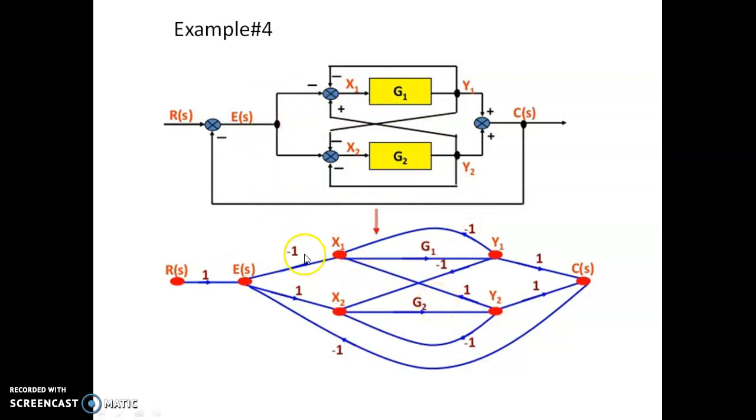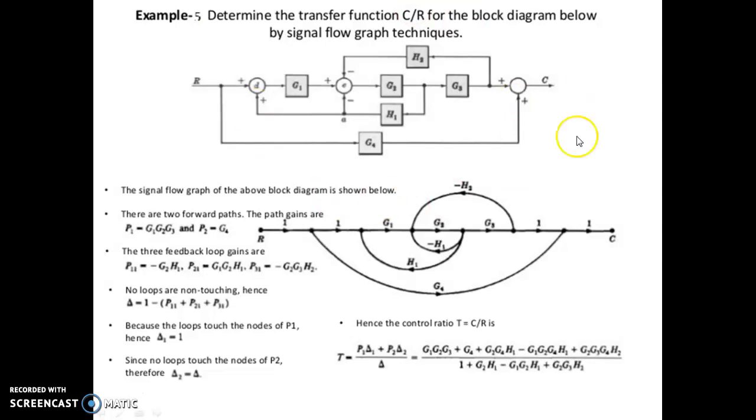So just I had converted this block diagram into a signal flow graph. Here minus symbol is there, so I wrote -1 in order to avoid confusion. Its arrow mark is like this. Then another problem, determine the transfer function C of S by R of S for the block diagram below by using the signal flow graph technique. So we already know how to convert the block diagram into a signal flow graph, right?